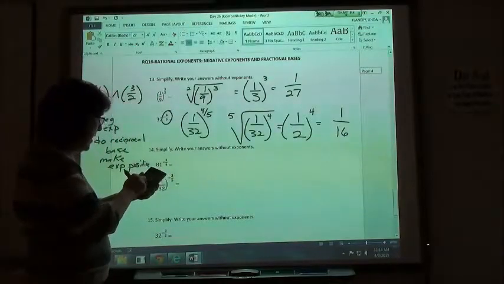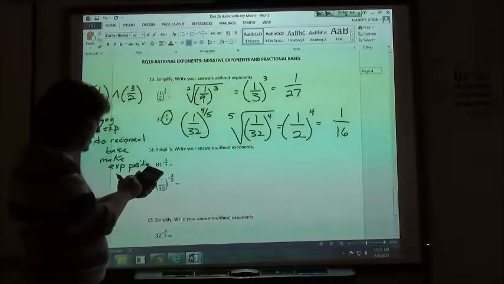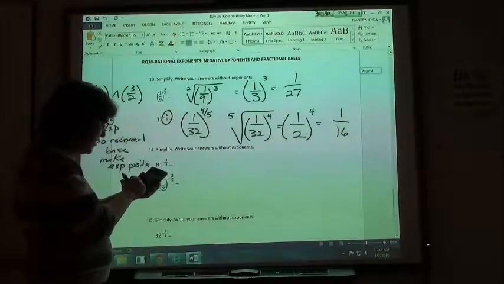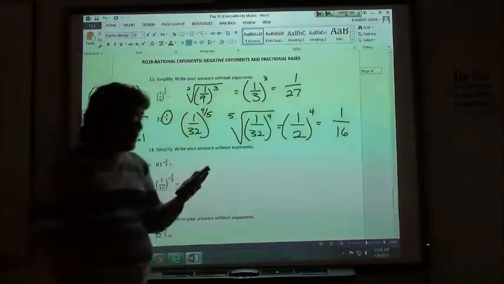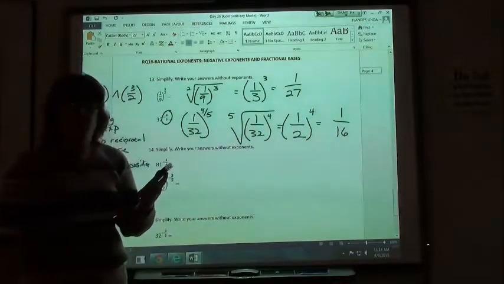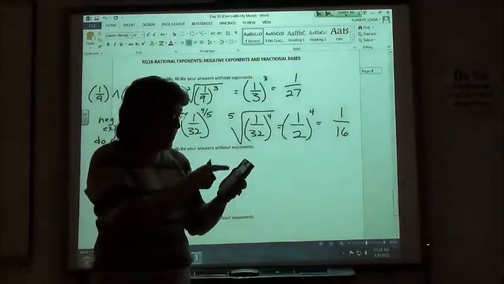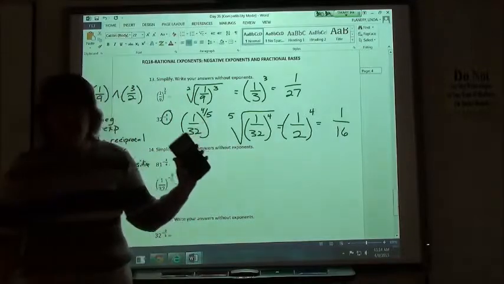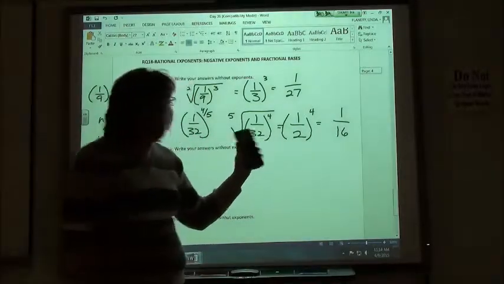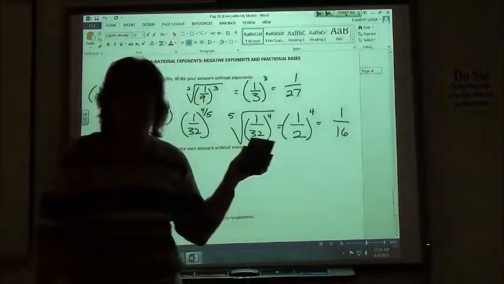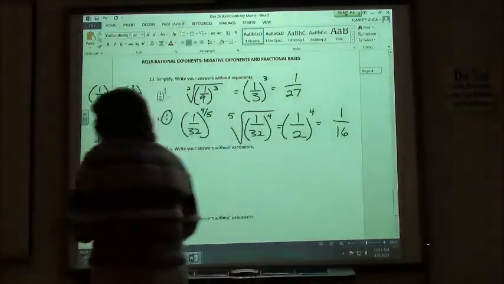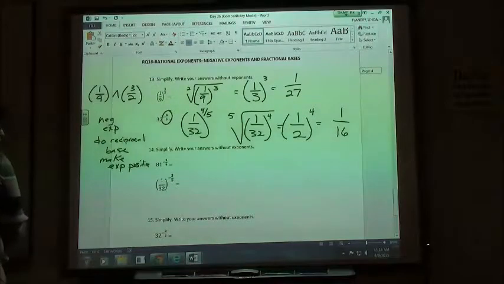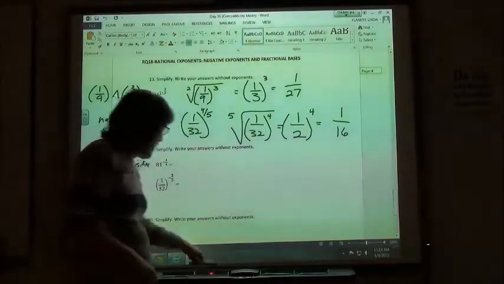32 caret, in parentheses, negative 4 fifths power. I get a decimal on my calculator. I get 0.0625. But if I hit shift and the fraction button to change my decimal to a fraction, oh, now it shows up as 1/16. Yep, I did it right. So again, do it on your paper. Check it with your calculator. I'm not going to do any more checking. I'm just going to work them out.